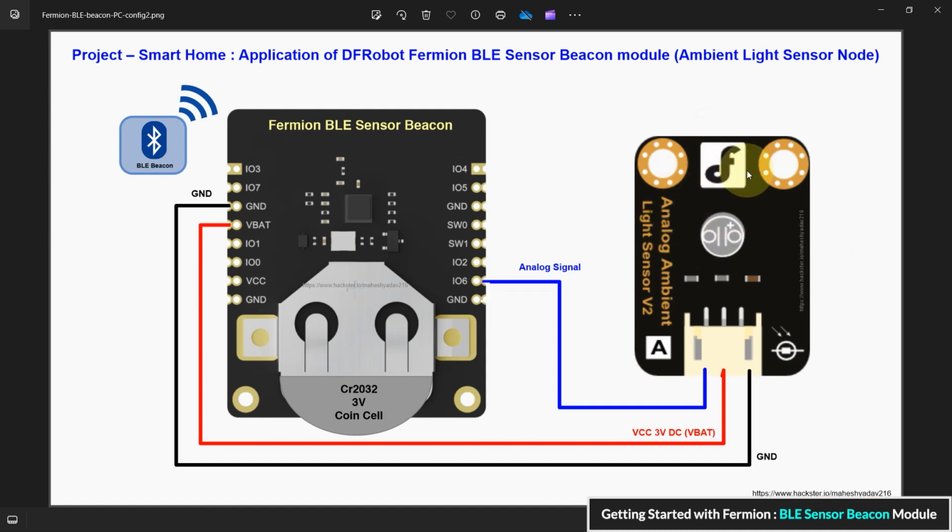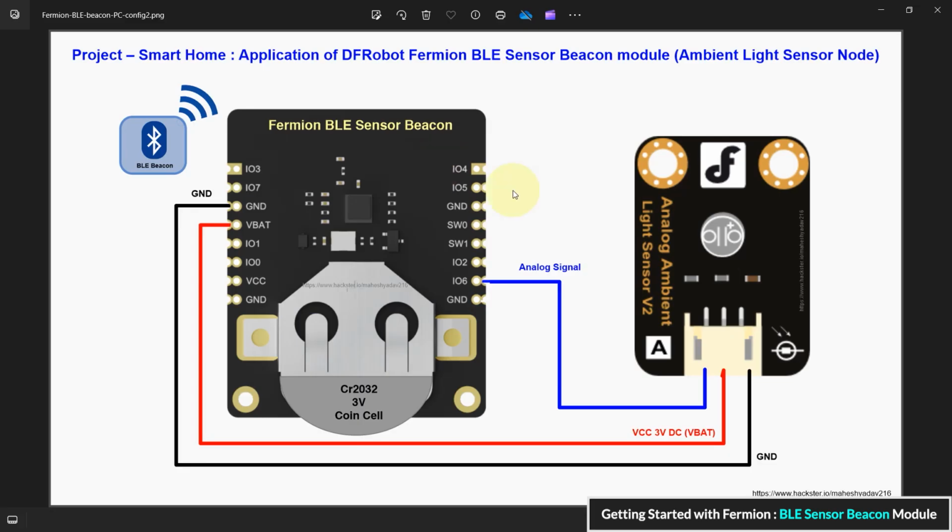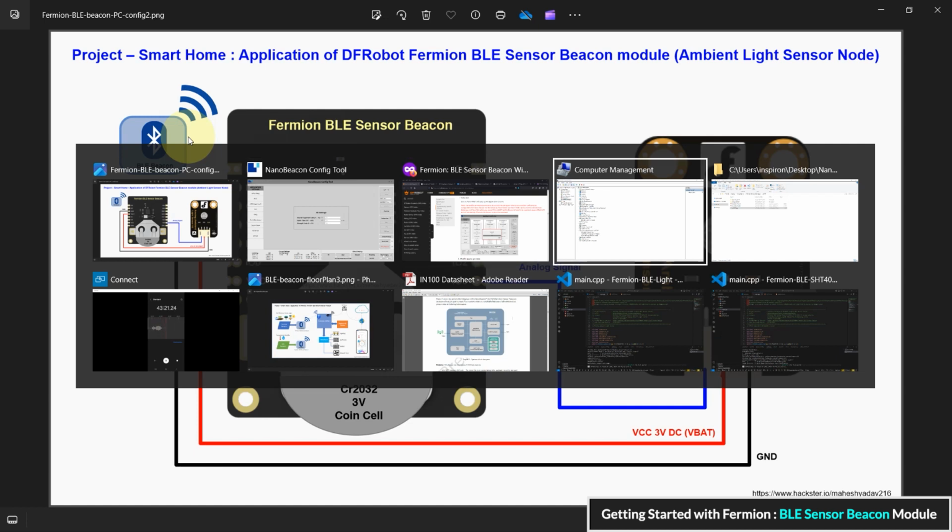We have connected this analog ambient light sensor. So what have we configured? We have configured the analog signal, which the ambient light sends to the Fermion BLE sensor beacon. The ADC will convert that analog signal into an equivalent digital one and then broadcast it. So we have configured that in this configuration. Now whatever signal configuration, broadcast frame format, we will get in that broadcast beacon. For that we have to use a BLE reception device or our mobile phone to capture it. So let's go to our mobile to check whether the configuration is broadcasting or not.